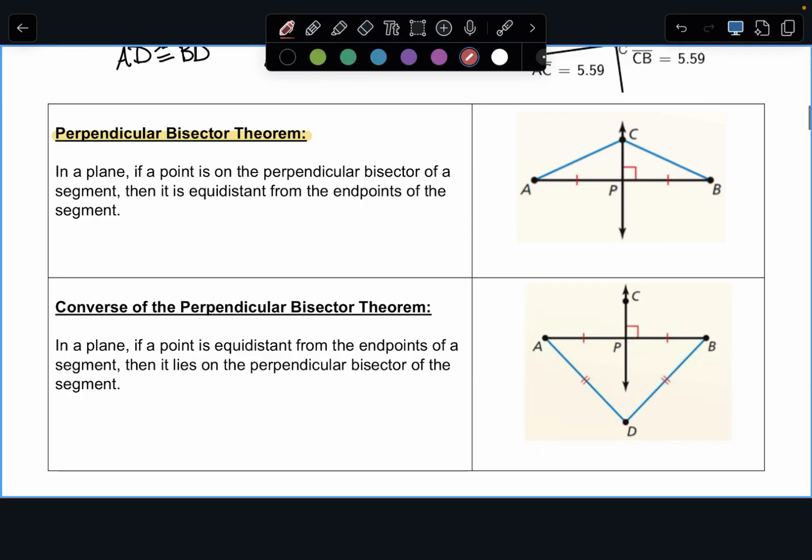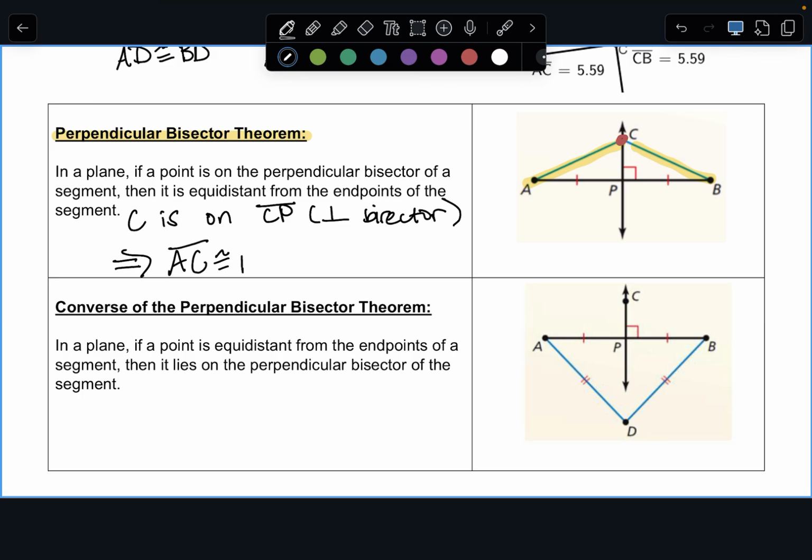So in this case, point C is on the perpendicular bisector CP. So C is on CP, which is a perpendicular bisector. That's what we need. We need a perpendicular bisector and a point on it. If we have that, then that point is equidistant from the endpoints, meaning this length AC is the same as this length CB.